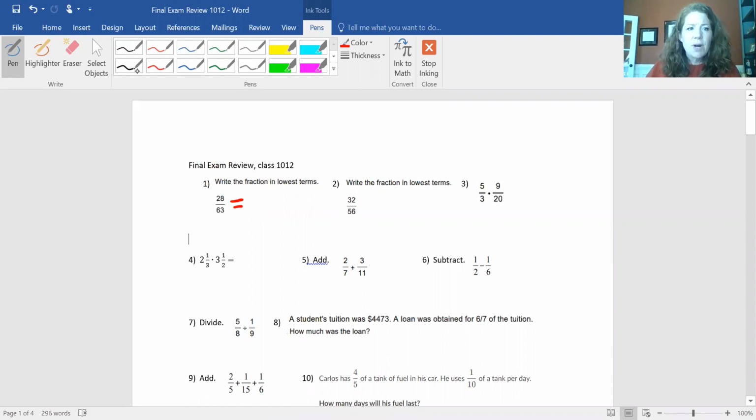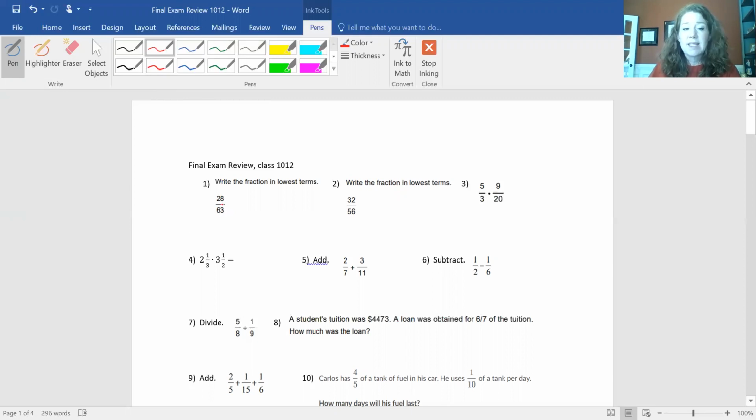All right, so the first problem, number one, we are reducing that. I'm trying to get used to using this pen in Microsoft Word, so you guys just bear with me, please. But anyway, number one, 28 and 63. I'm trying to think of the numbers that I can divide 28 and 63 by. Well, I know it's not 2 because 63 is not an even number. It's not 3 because 2 plus 8 is 10, and 10 is not divisible by 3.